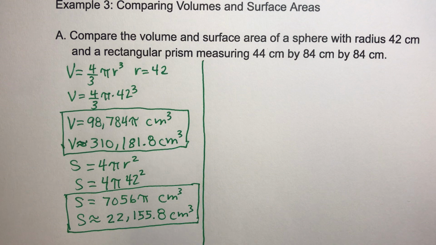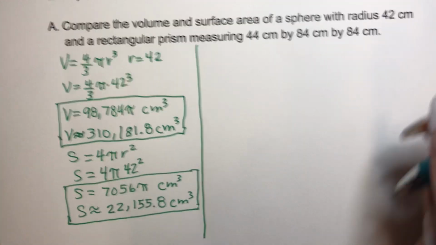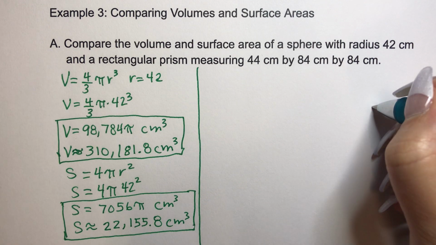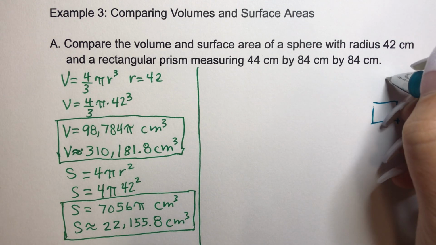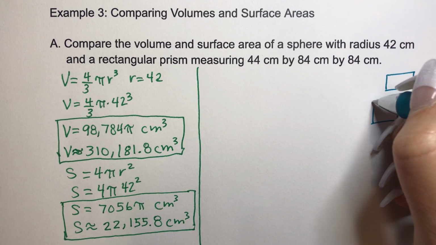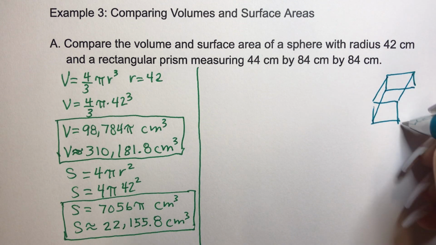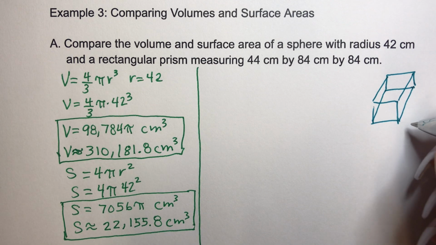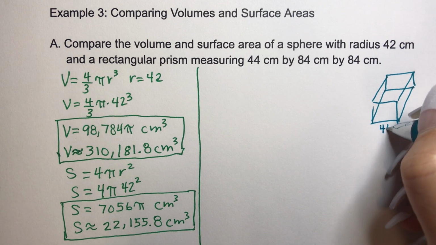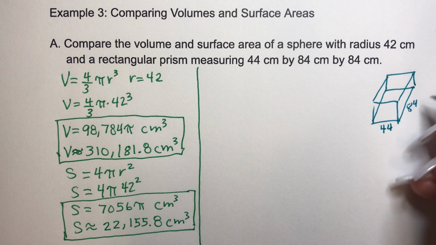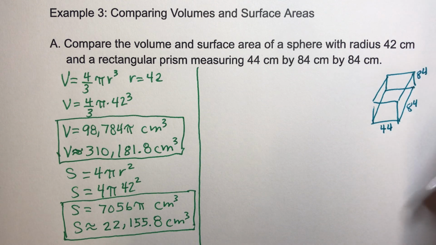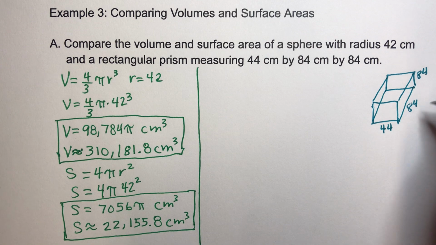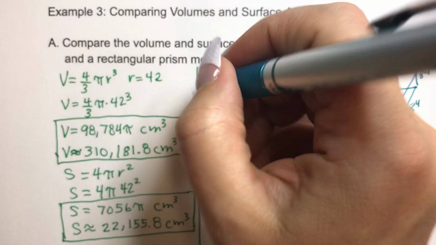So, rectangular prism. You know we're going to have a figure that looks like this and looks like this, right? And this and this and this and this, okay? So it says it measures 44 by 84 by 84, okay? So let's first find the volume of this, which is going to be the base times the height, right?